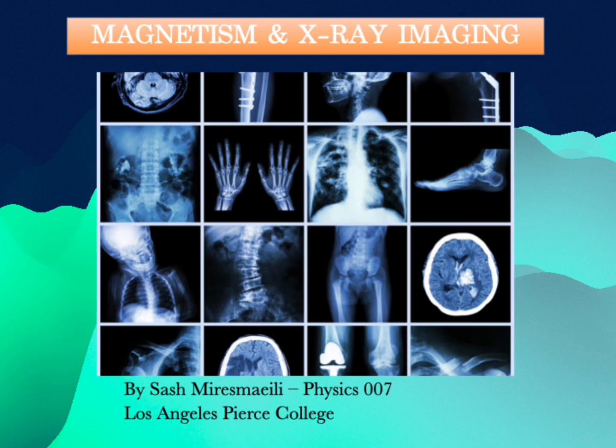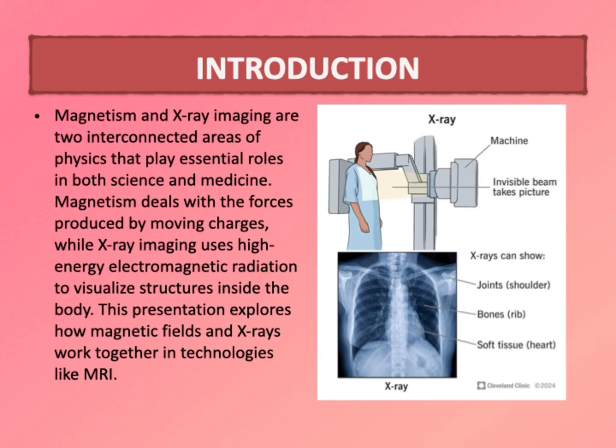So here we're going to talk about the usage of magnetism in MRI and X-ray imaging. Let's give an introduction in the beginning. Magnetism and X-ray imaging are two interconnected areas of physics that play essential roles in both science and medicine. Magnetism deals with the forces produced by moving charges, while X-ray imaging uses high-energy electromagnetic radiation to visualize the structures inside the body. In this presentation, we're going to explore how magnetic fields and X-rays work together in technologies like MRI.